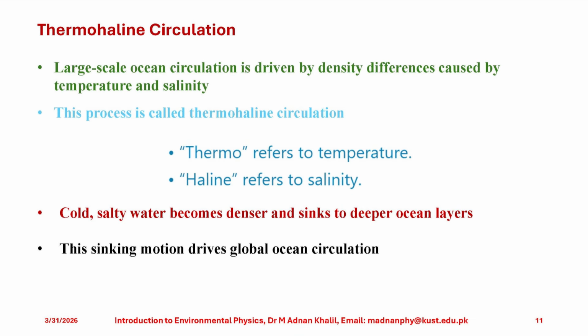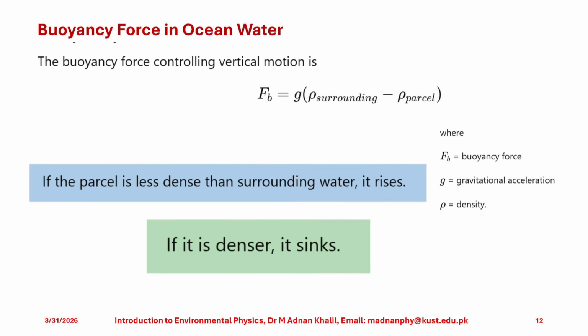Now this is one of the most important ideas in physical oceanography. Thermohaline circulation is the large-scale circulation of the ocean driven by differences in temperature and salinity. The word thermo refers to temperature and haline refers to salinity. In cold regions, especially where seawater is also salty, the water becomes denser and sinks. This sinking motion helps drive deeper ocean circulation across the globe. For this reason, thermohaline circulation is often called the global conveyor belt. It redistributes heat across the earth over very long time scales.